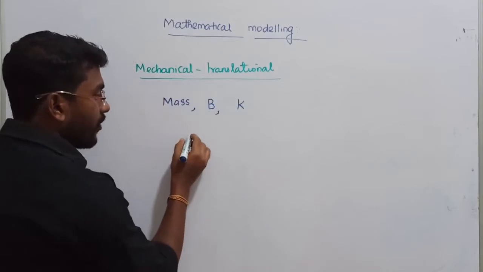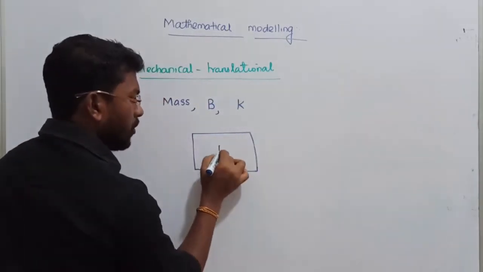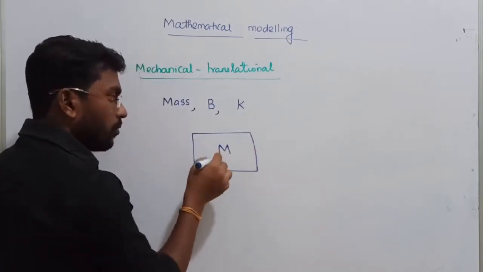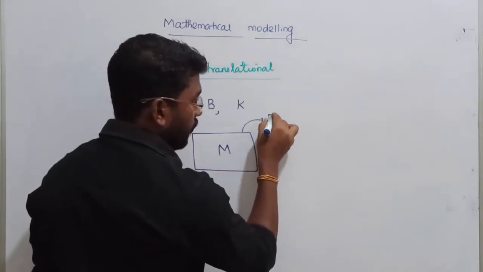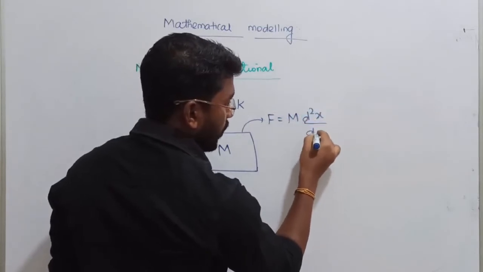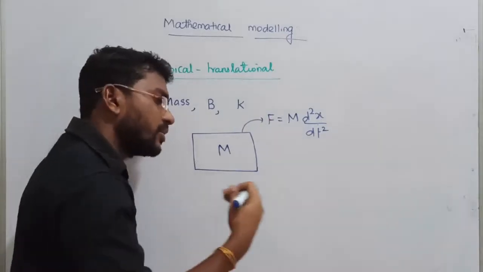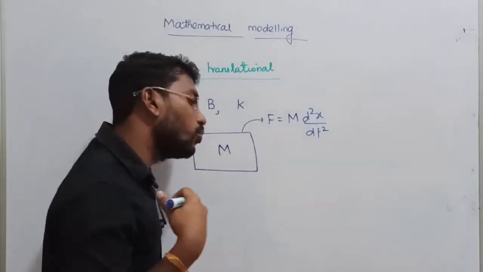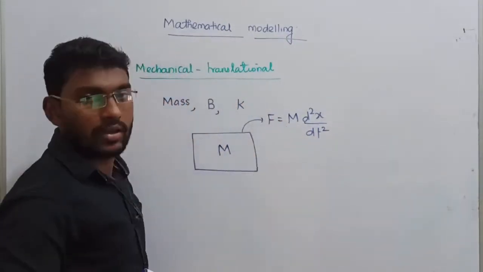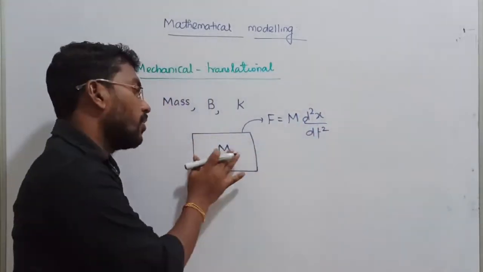Whereas the mass of an object will be represented by a box. Let me represent it. This is a box, a small mass. In the case of mass, the force we observe can be written as F equals mass m into d square x upon dt square. The moment we apply a force on the mass, it has to accelerate to move from one point to another. That is decided by the equation F equals m into d square x by dt square. That is the amount of force generated by our mass.